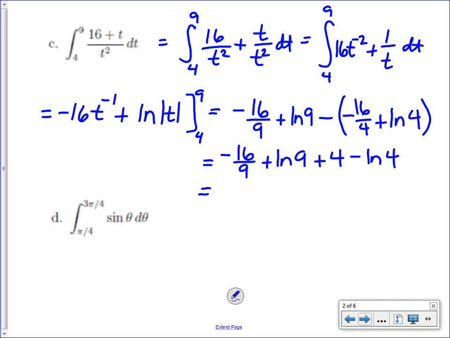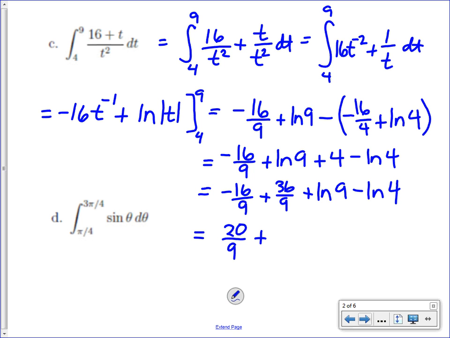And then I'm going to add negative 16 over 9 plus 4. So that'll become negative 16 over 9 plus 36 over 9, plus natural log of 9 minus natural log of 4. So this will become 20 over 9 plus.